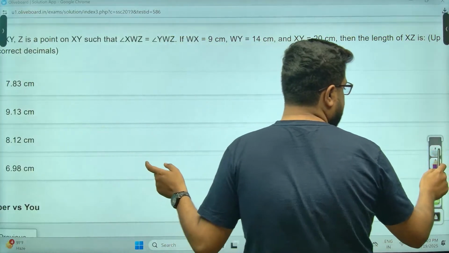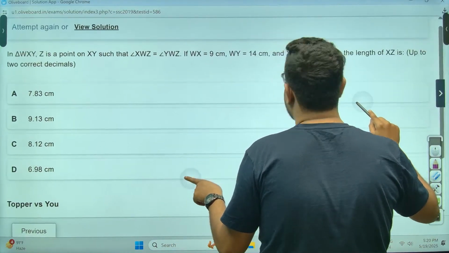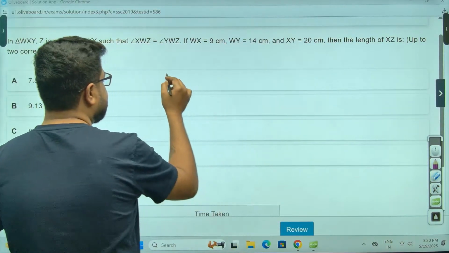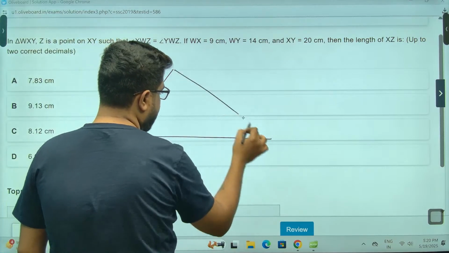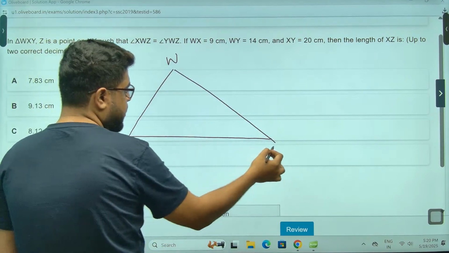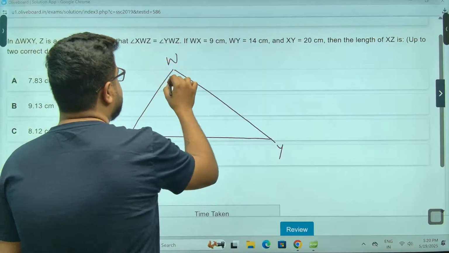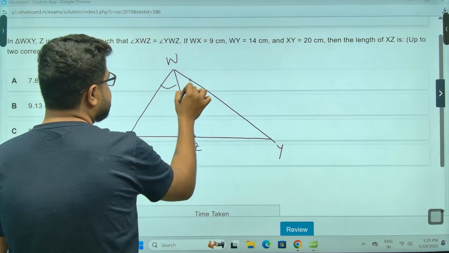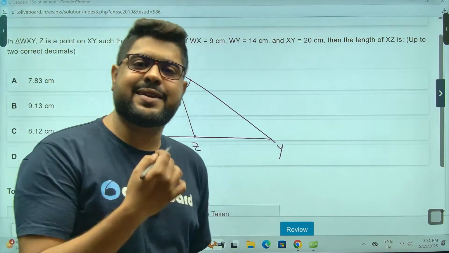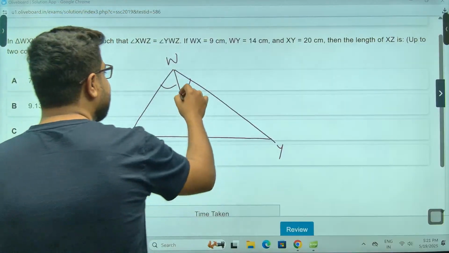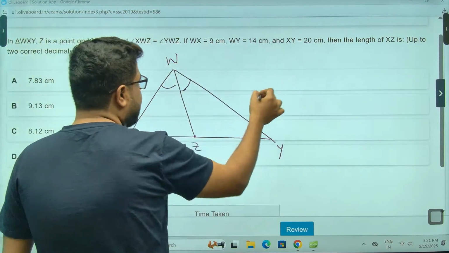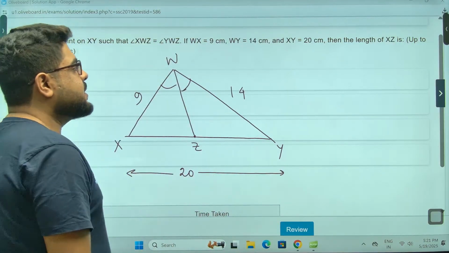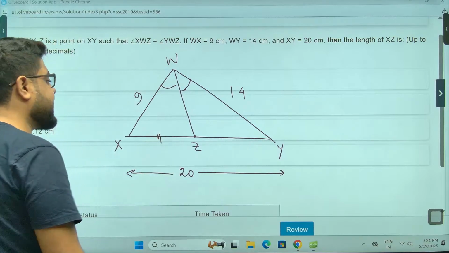Now, in WXYZ, Z is a point on XY which is giving this. That is XWZ. Sir, this is Z. So these two angles are equal, sir. Angle bisector theorem ka question hai. Just by looking at this, you can say, right? WX is 9, sir. WY is 14. XY total is 20, sir. Okay, perfect. So length of XZ, they are asking this.